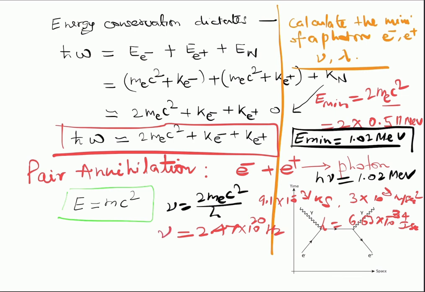And from this we can calculate the wavelength of the photon. Lambda is equal to c by nu. So this gives 1.2 into 10 to the power minus 12 meter. So this is a very important question which is often asked in academics as well as competitive examinations.